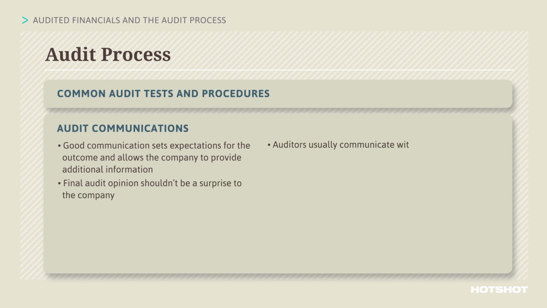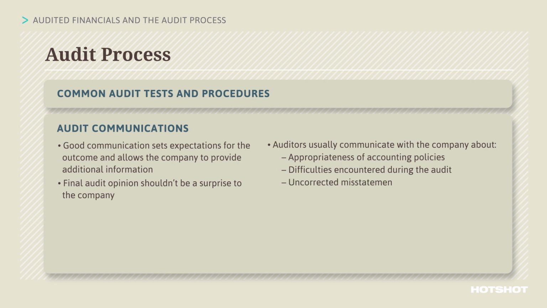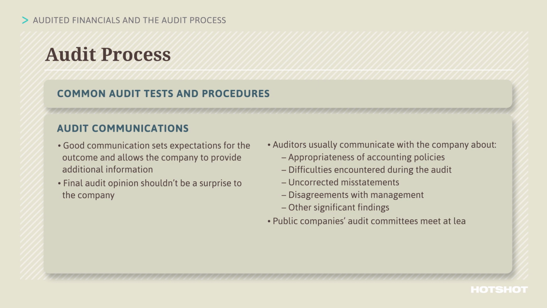Auditors usually communicate with the company about the appropriateness of the company's accounting policies, difficulties they encountered during the audit, uncorrected misstatements, disagreements with management, and any other significant findings. Public companies have audit committees, which are required to meet at least annually with the auditors, and the auditors are required to discuss these items with the committee.